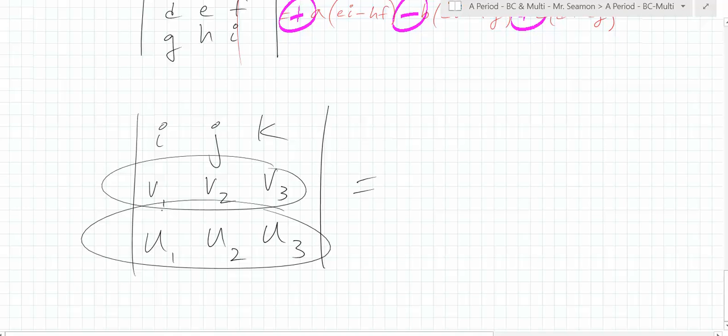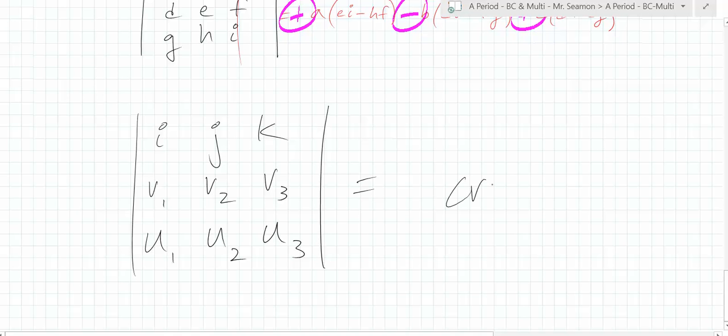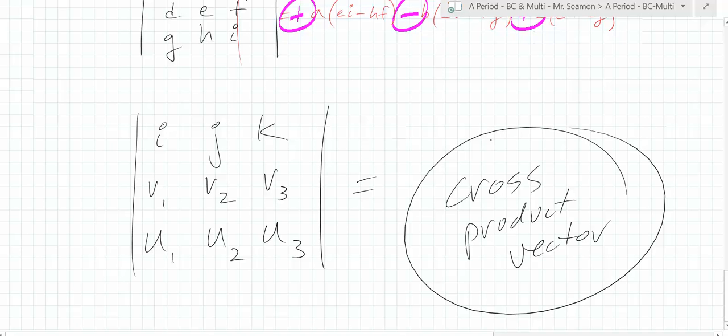Can you switch the rows? Yeah, you can switch U and V. It doesn't change the magnitude, but it'll change the direction. But anyway, this is, again, the first time through this, I am just giving you the big ideas. We will fill in the minutia, okay? This is the cross product vector. Yay! Very nice. I'm really glad.